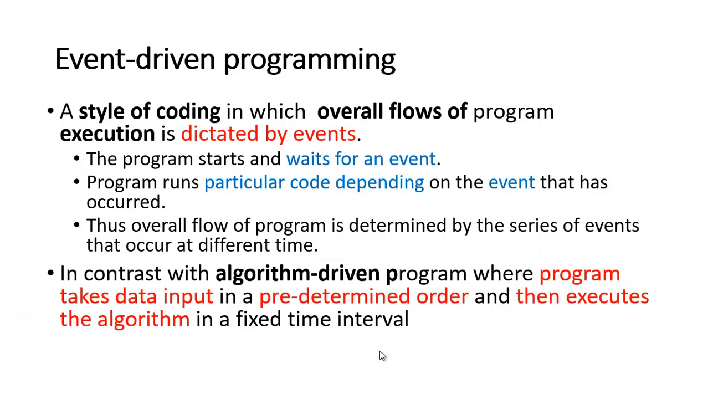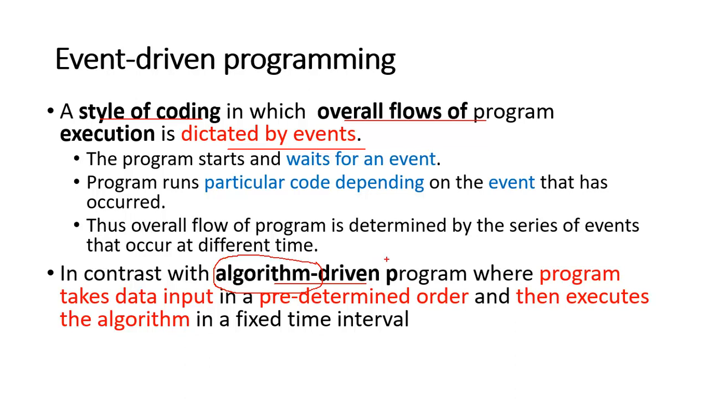So let's come back to the PowerPoint now. What is event driven programming? It's a style of coding in which the overall flow of the program is dictated by the events. Whereas when we talk about algorithmic programming, the overall flow of the program is predetermined by the algorithm that you have written. The program starts, accepts some numbers or accepts the input data, performs the algorithm, and then returns the result back to you.